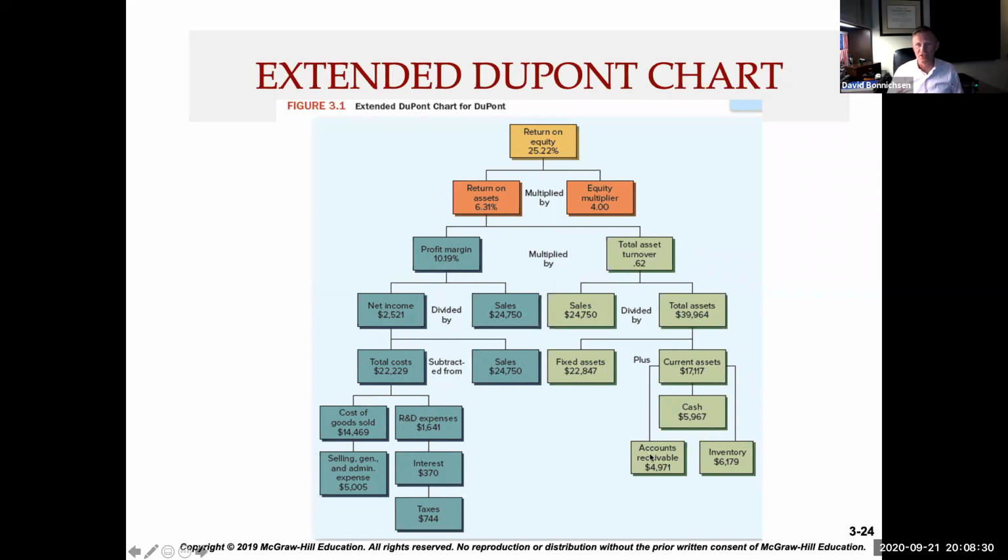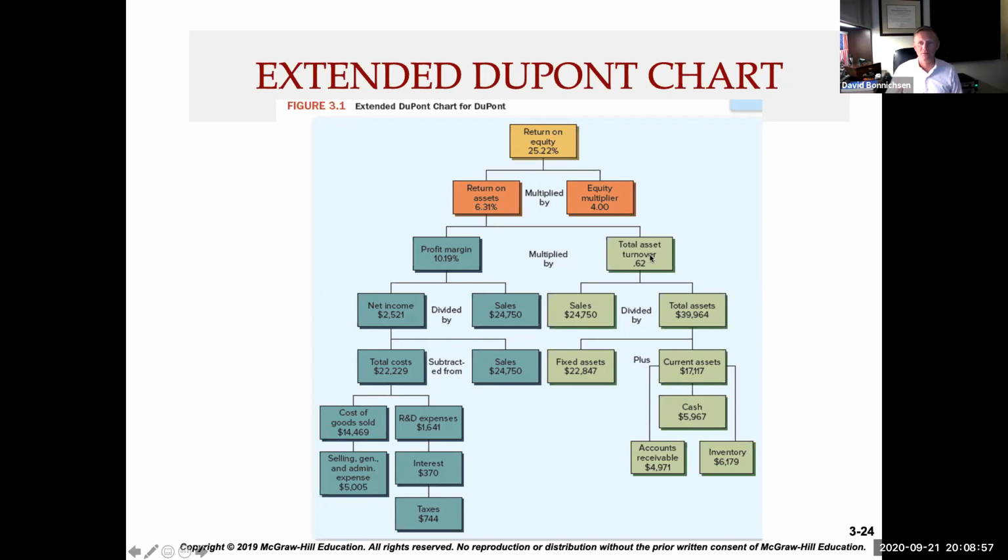On the balance sheet side, so there's the PM, all right? There's the first component of the DuPont identity, net income divided by sales. The balance sheet side: AR, inventory, cash, current assets plus fixed assets equals our total assets. We take our sales divided by total assets and we get total asset turnover, right? The second component of the DuPont identity.